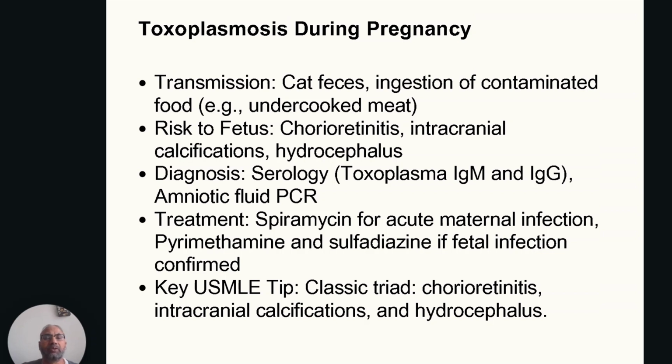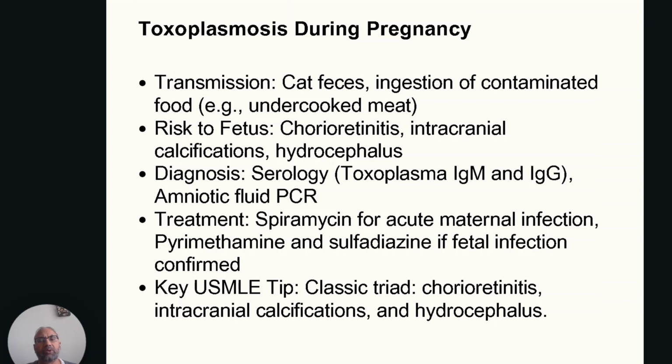What is the risk to the fetus? The baby can get chorioretinitis, which is a condition of the eyes, intracranial calcifications, and hydrocephalus, which is accumulation of fluid in the meninges leading to a large head of the baby. So these are the three risks to the baby: chorioretinitis, intracranial calcifications inside the brain, and hydrocephalus, accumulation of fluid in the meninges.